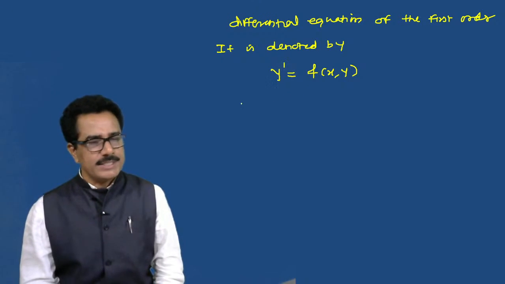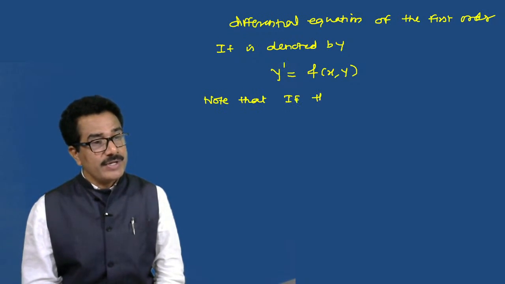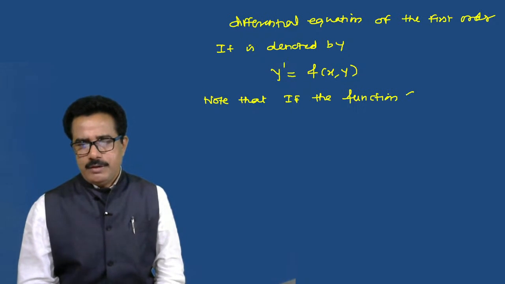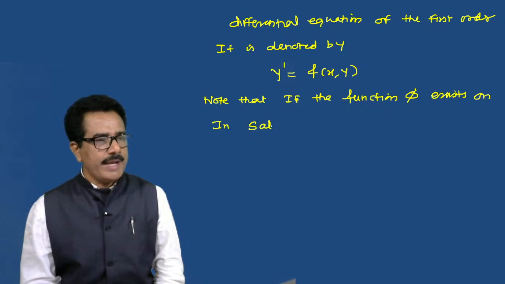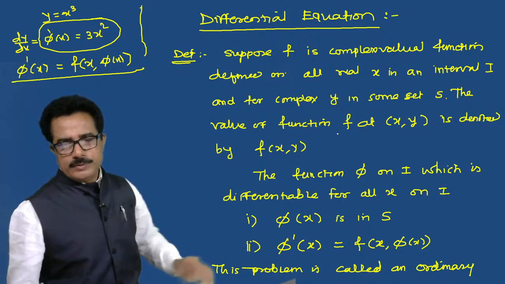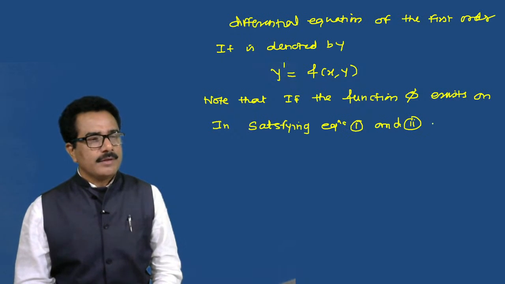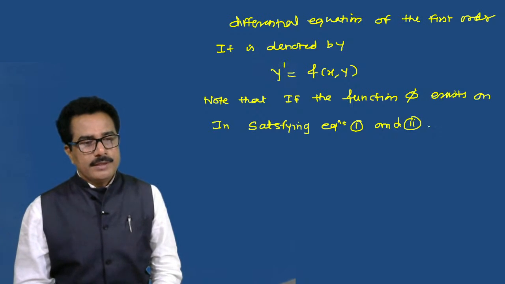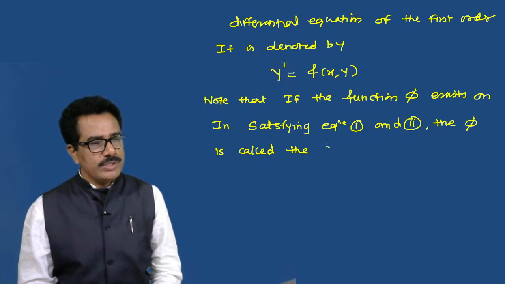So if a function phi exists, so note that if the function phi exists on I satisfying equations 1 and 2, look, these equations 1 and 2, then phi is called the solution of the differential equation.